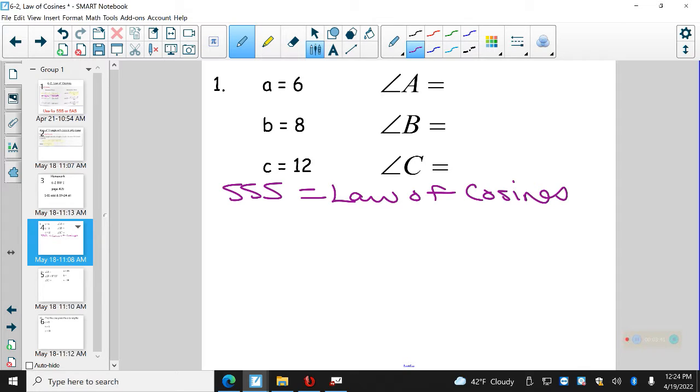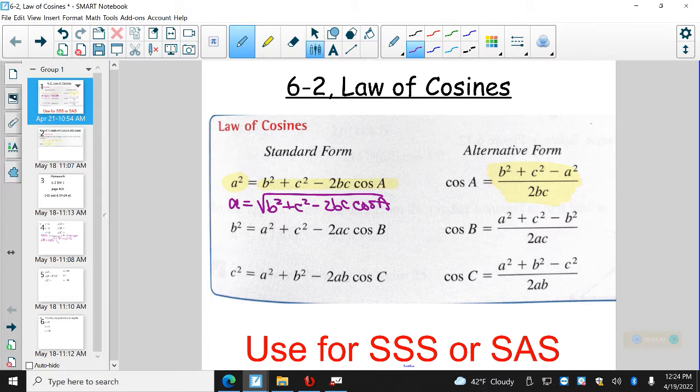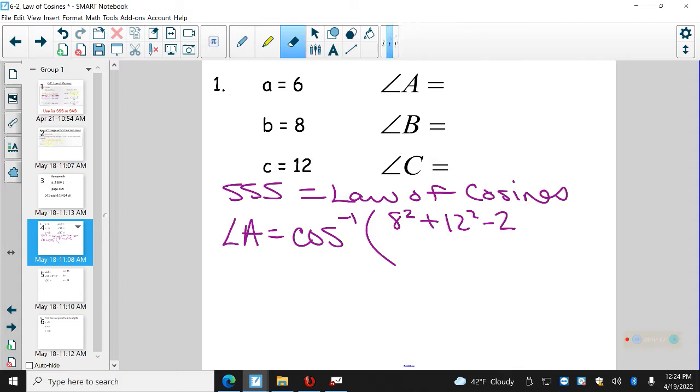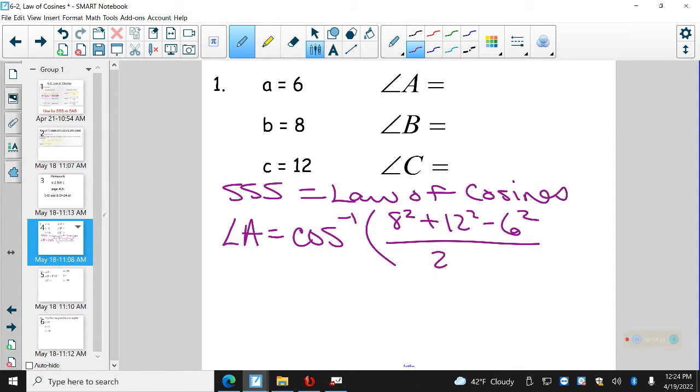Okay, so now I have to find the angles. So if I'm doing the angles, that means the angle A is equal to the cosine inverse of, that is going to be B squared, which is 8, plus C squared, which is 12, minus A squared, all over 2 times 8 times 12.